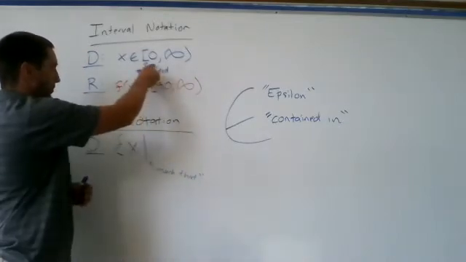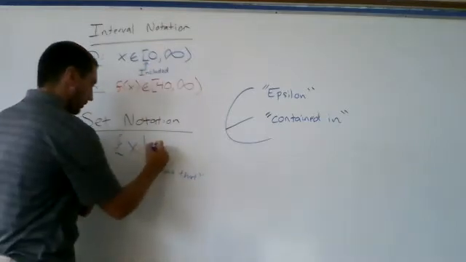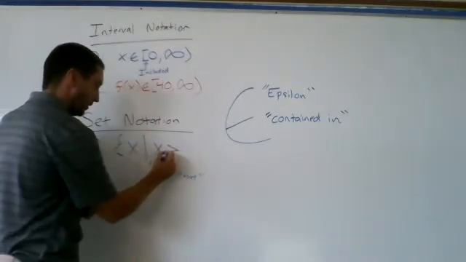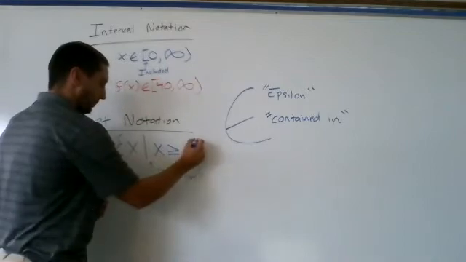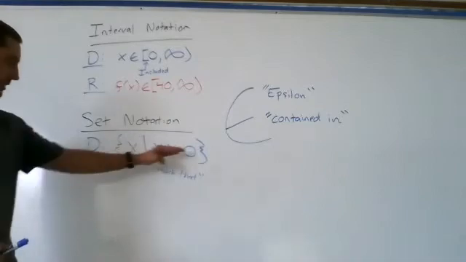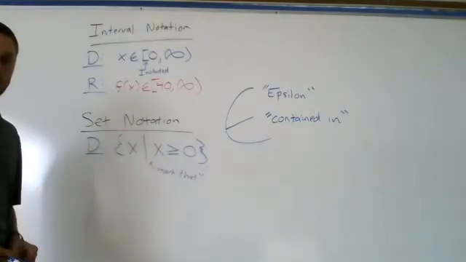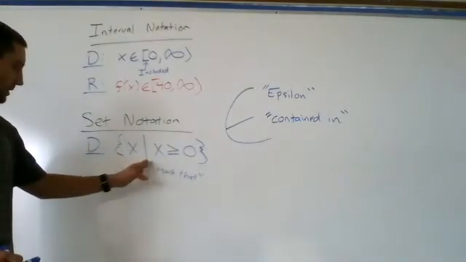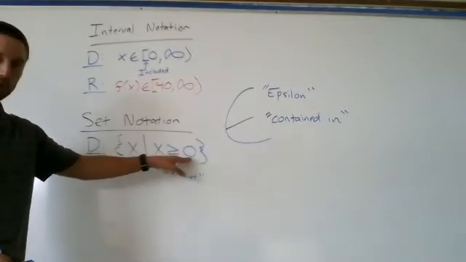So for my domain, we said 0 or greater. So I'm going to say X is greater than or equal to 0, and then close my bracket. Okay? So this is my set notation for my cricket problem. Set of all X values such that X is greater than or equal to 0.